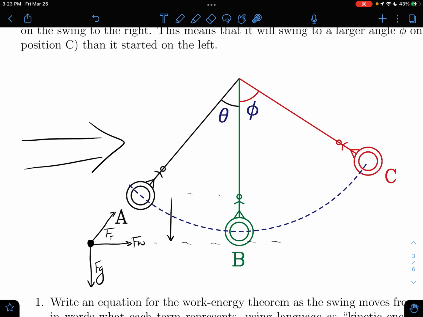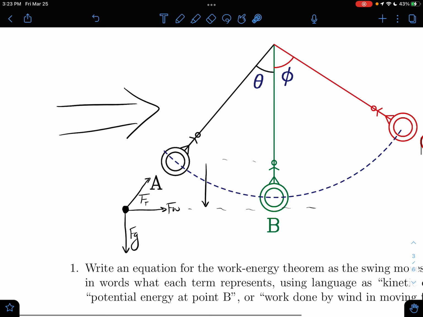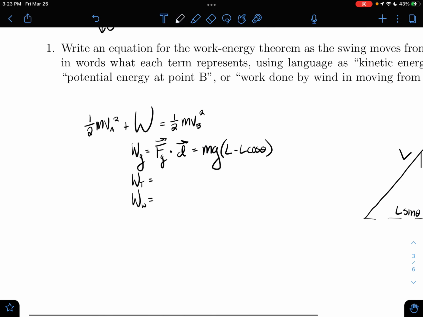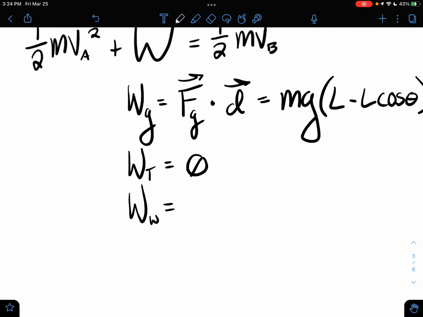We're not moving towards the center of the circle at all. We're going around it. It's not that we're not moving, we're not moving in the tension direction. So our work done by tension is just going to be 0.